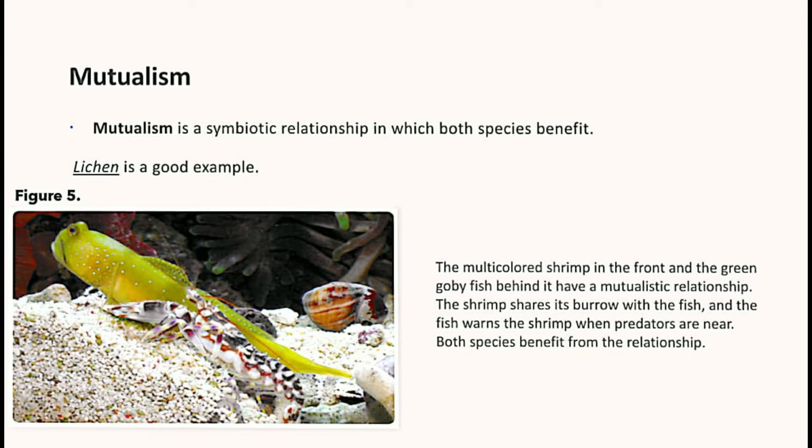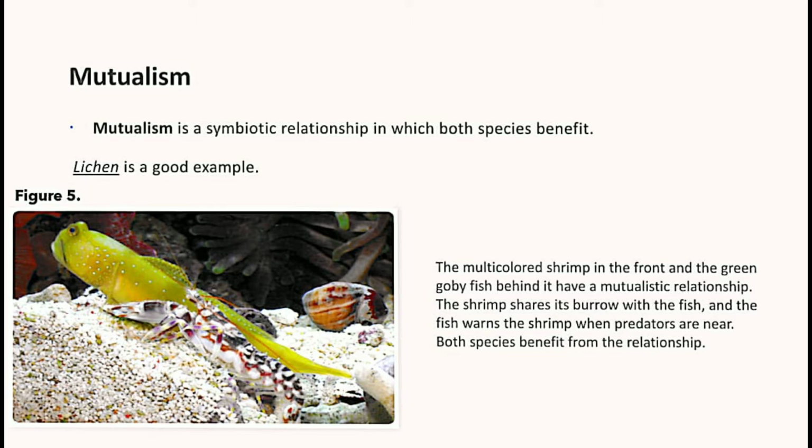Mutualism is a symbiotic relationship in which both species benefit. A good example of this is a lichen. A lichen is not a single organism but a fungus and an alga. The fungus absorbs water from air and minerals from rock or soil. The alga uses the water and minerals to make food for itself and the fungus.